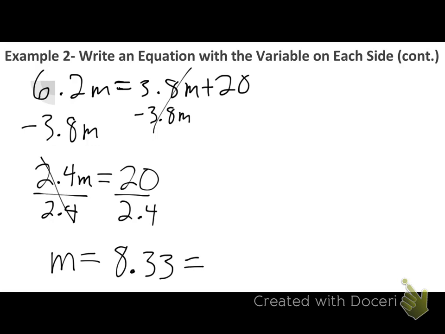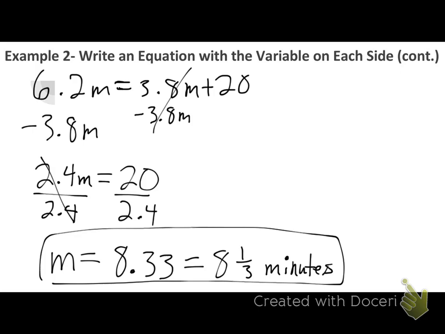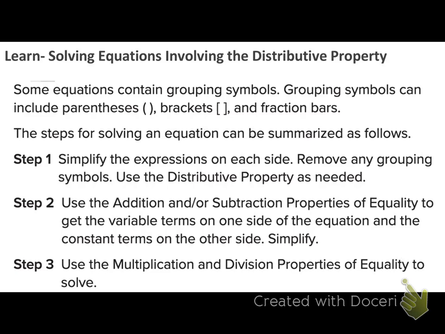8.33 as a fraction would be 8 1/3 minutes. So after 8 1/3 minutes, they will have eaten the same number of hot dogs if Mickey gets a 20 hot dog head start. Mickey's slow. Any questions on example 2? You okay with that? Okay. You might want to write these steps down. I'll give you quite a bit of time on this slide.